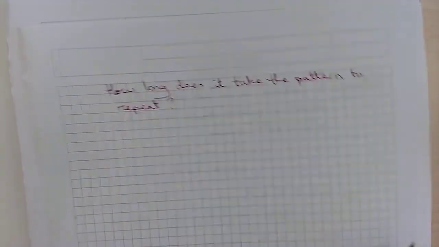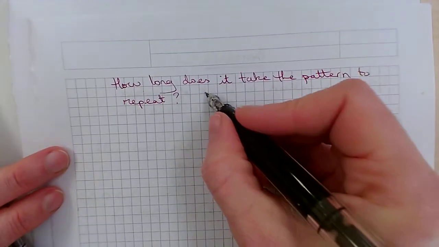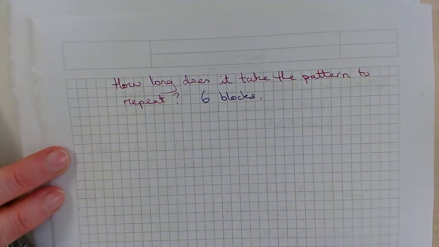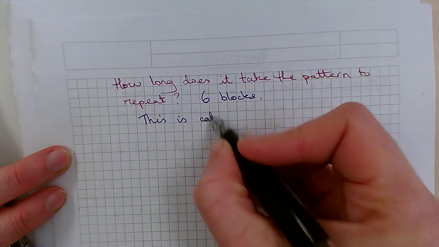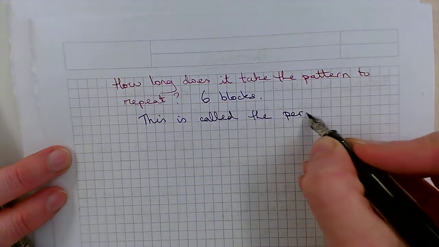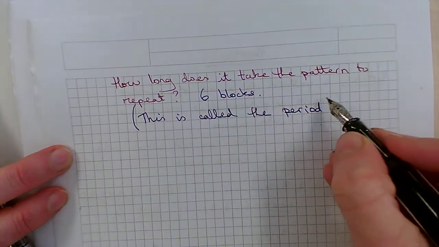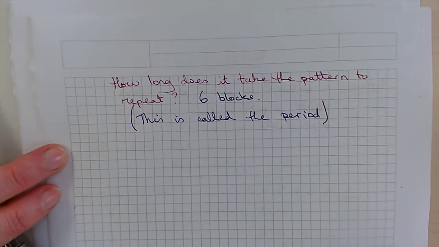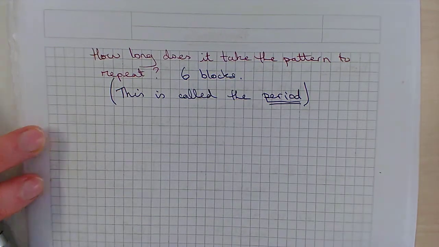And the answer was even in the question, it repeats every 6 blocks. So it takes 6 blocks for it to repeat. And this is called the period. Period means a length of time. Now that's not something you need to know in first year, but I'm just mentioning it now because it comes up a lot in maths later. So it's good to have that word in our minds.